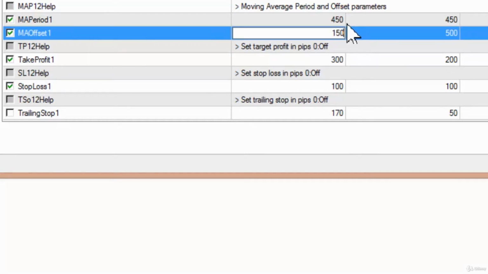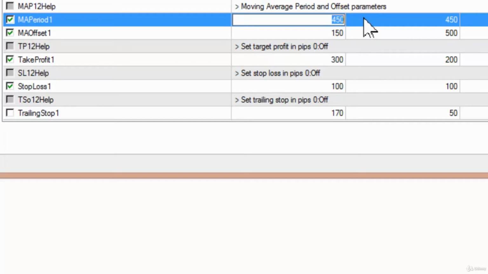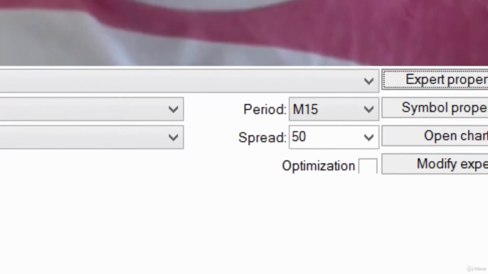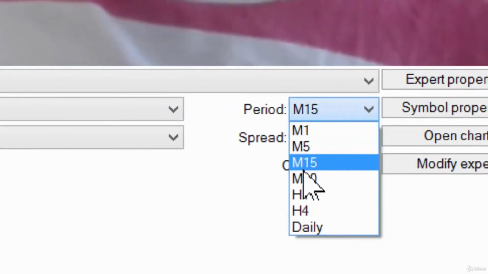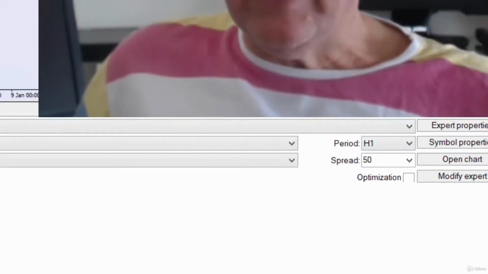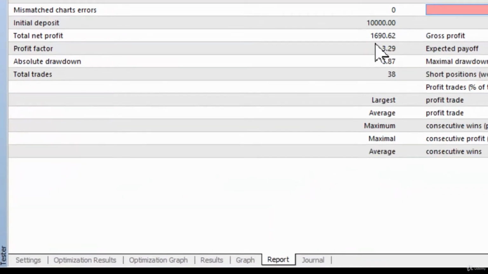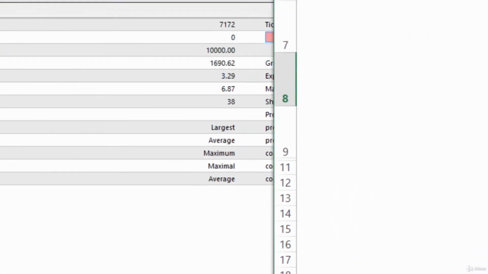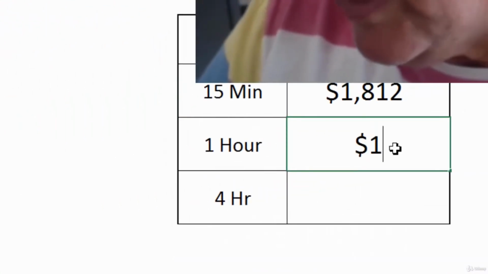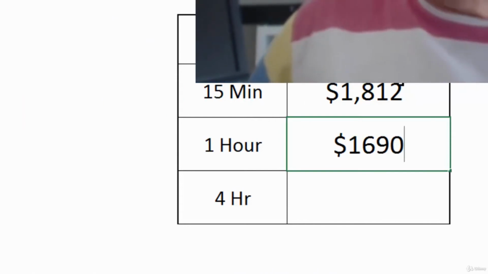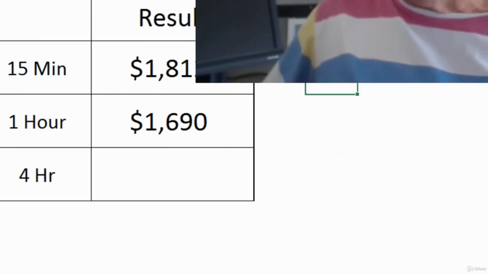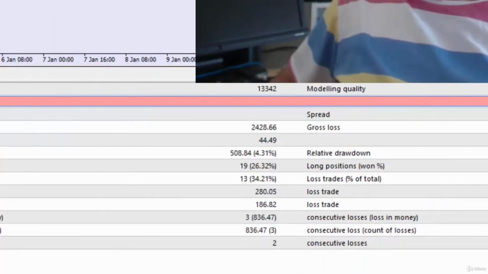So let's just do that. 600 becomes 150, and 450 divided by 4 becomes 113. Okay, so now the settings are suitable for a 1-hour time frame. I need to just change the period on our tester to 1 hour, and then let's run it and see what results we get. Very quick run, and we get a result of 1690. So there has been some slippage, so I'm going to enter the 1690 amount on our table, and there it is.